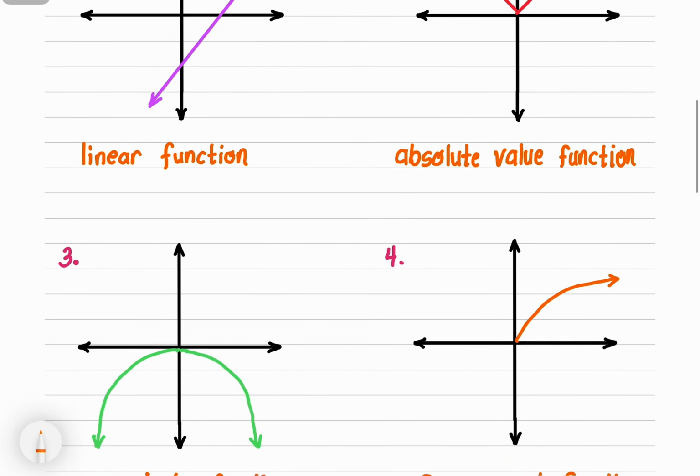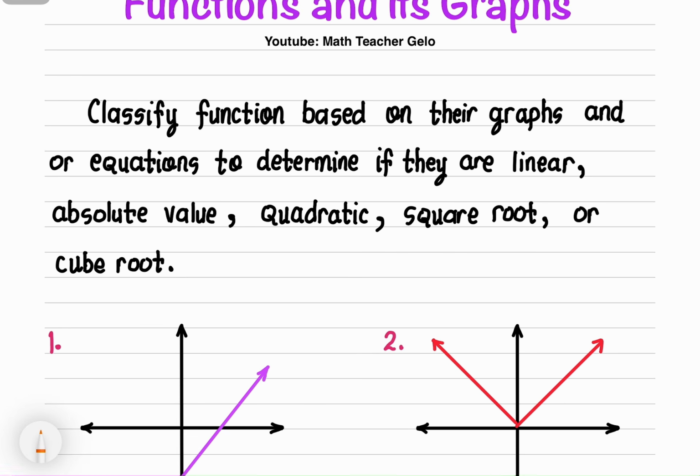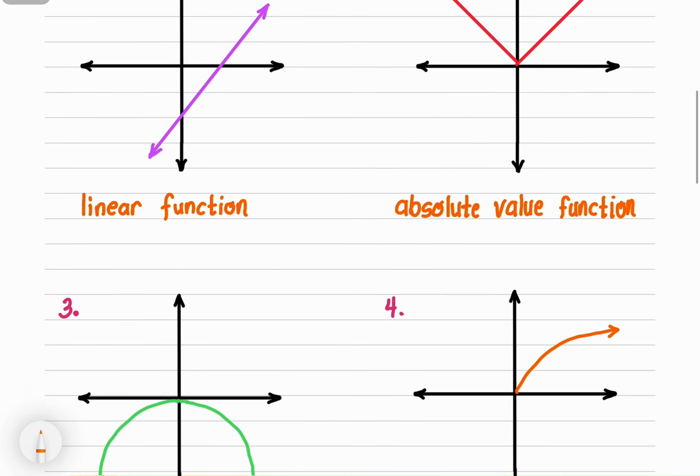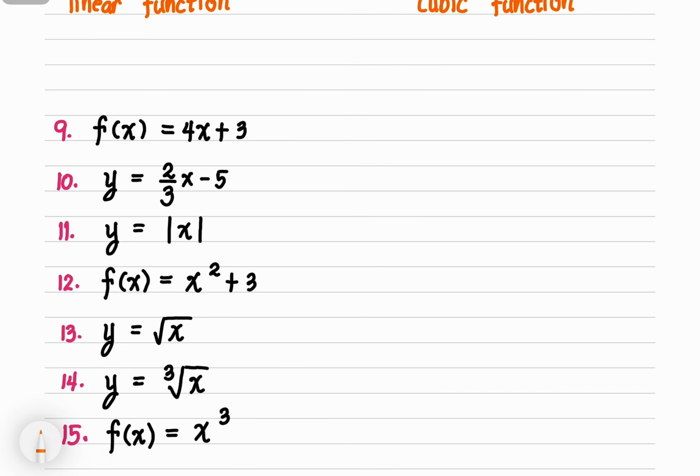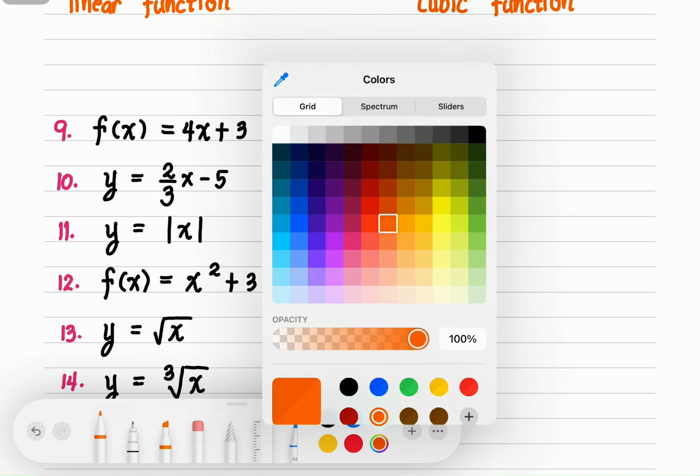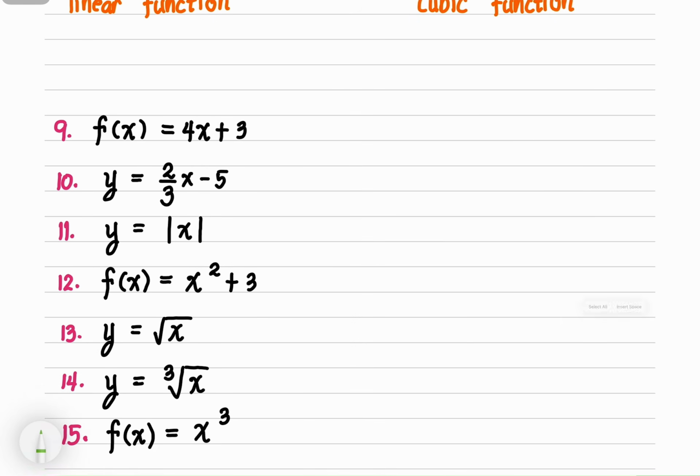So, sabi natin dito sa direction, based on their graphs and or equations. So, dito naman, sa ating example number 9 up to 15, puro equations naman ang given. I-identify natin kung linear ba siya, absolute value function, or cube root, and so on. Okay? So, dito guys, sa number 9, okay, very good. Actually, f of x or y, pwedeng isulat as y or f of x. Walang problema dyan. Okay? So, number 9 and also number 10, this is, okay, what we call linear function.